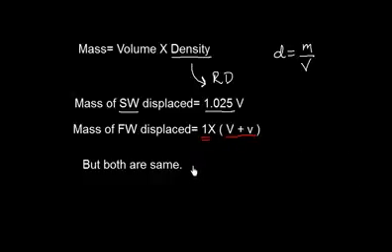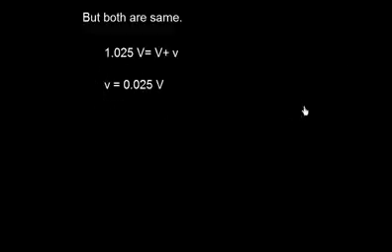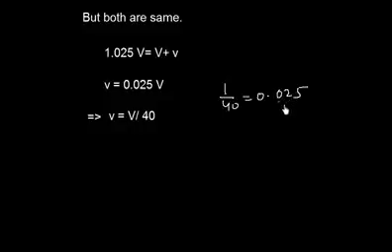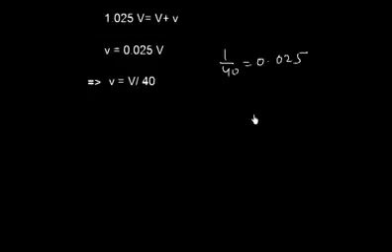Well, both are the same. Why? Because we have not loaded anything or discharged anything, so both are the same. So this means 1.025 capital V is equal to capital V plus small v. Well, we can simplify this further, which gives small v is equal to capital V divided by 40. Why? Because 1 by 40 is equal to 0.025. We can check with a calculator as well.